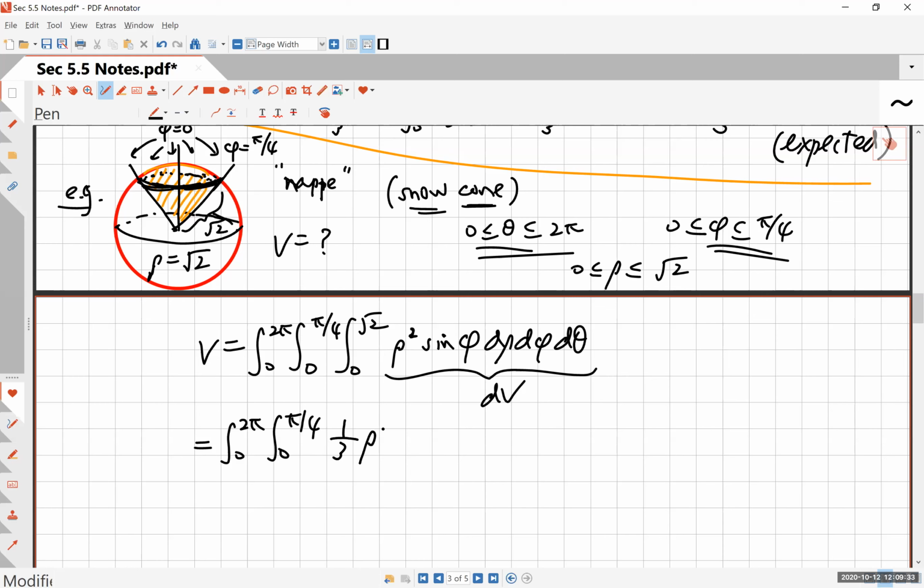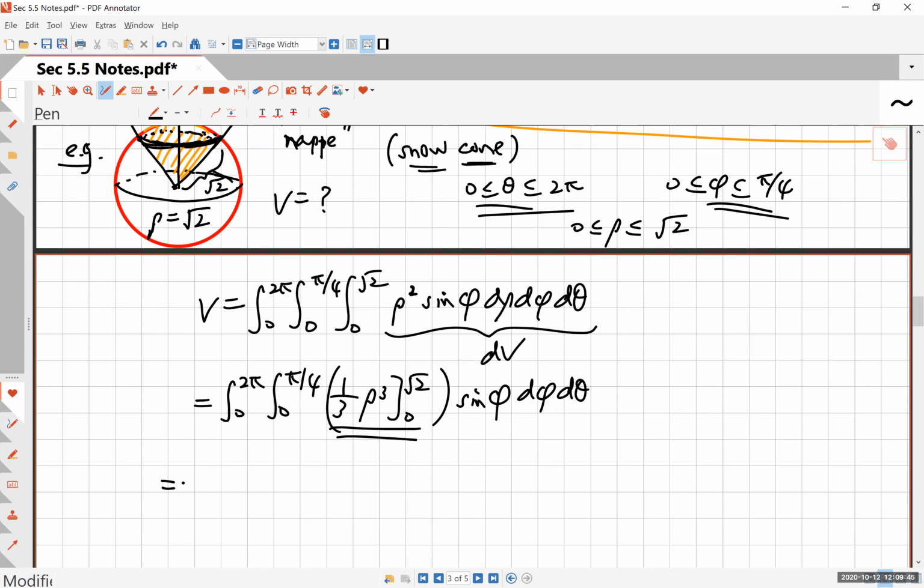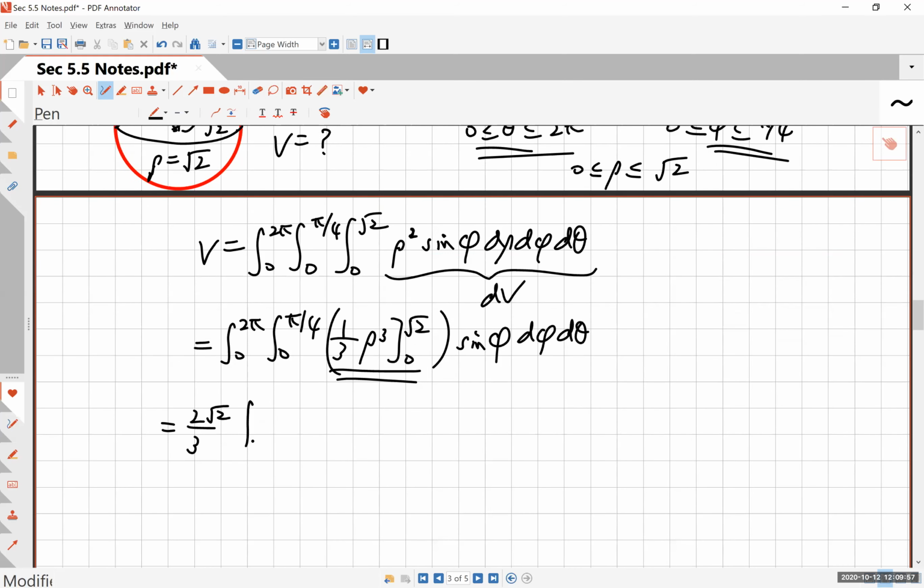One third rho cubed, not surprisingly, will come in here first. Sine phi is still there, and then you have d phi d theta. This part is a constant, because this is very symmetric. And so this is what? It's 2/3 square root of 2. Now, remember, it's the square root of 2 cubed, which is 2 square root of 2, right? And so let's take this and take it outside of that. And what you'll have is sine phi d theta.